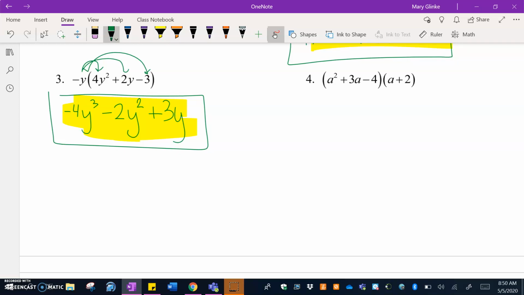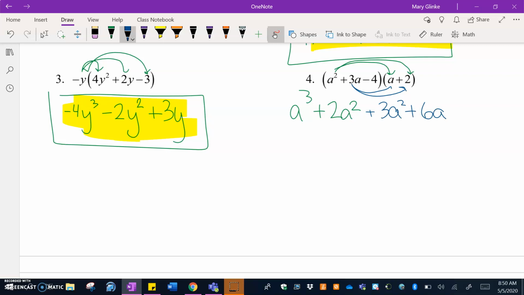So for number 4, we're going to distribute as well. The first thing we're going to do is distribute this a squared to everything in the second parentheses. So that's going to become a cubed plus 2a squared. Then we're going to distribute the 3a to everything in the second parentheses as well. So it's going to be 3a squared and 6a. Then we're going to distribute the -4 to everything in that last set. So it's going to be -4a minus 8.